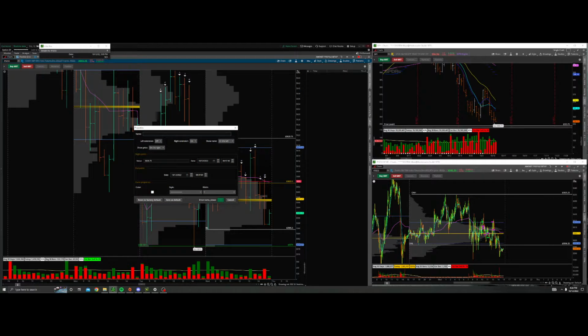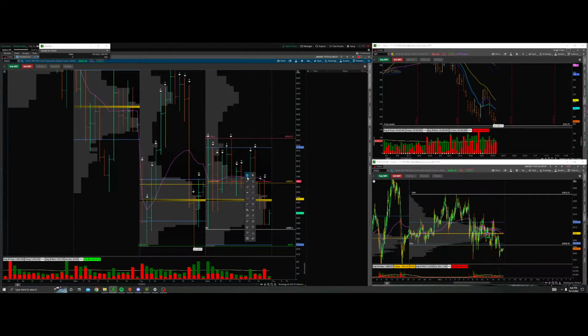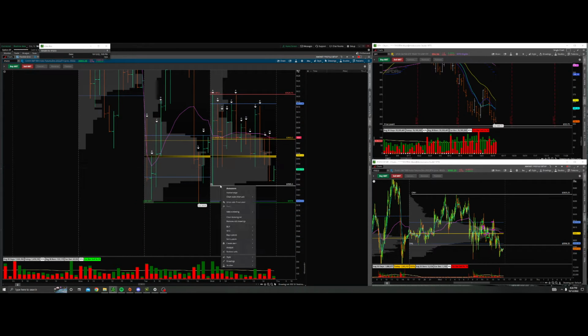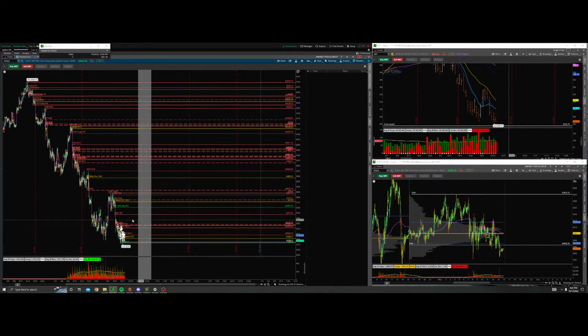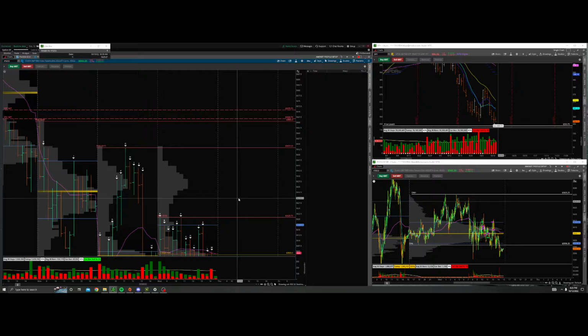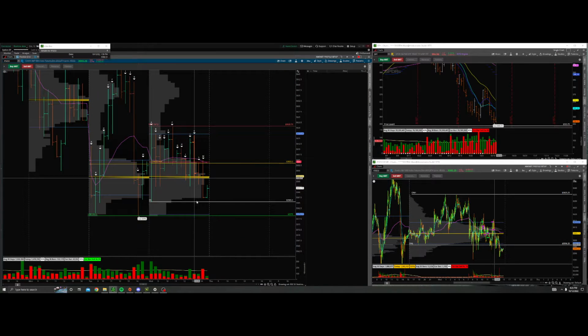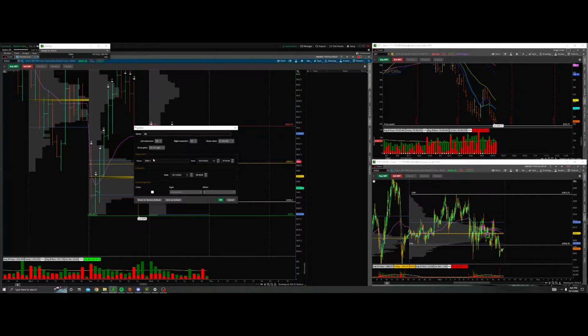So we can go ahead and turn this high of day into our IB high, into our high of day. And then the IB low was also our low of day.